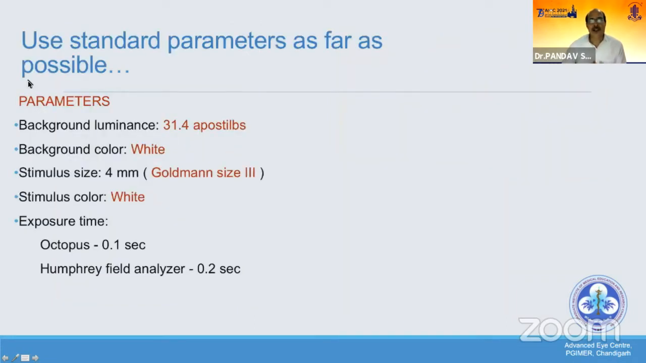Most of the time we use the standard parameters as far as possible, because these parameters are standardized for different machines, depending on whether you are using Humphrey or Octopus, or some other machines.